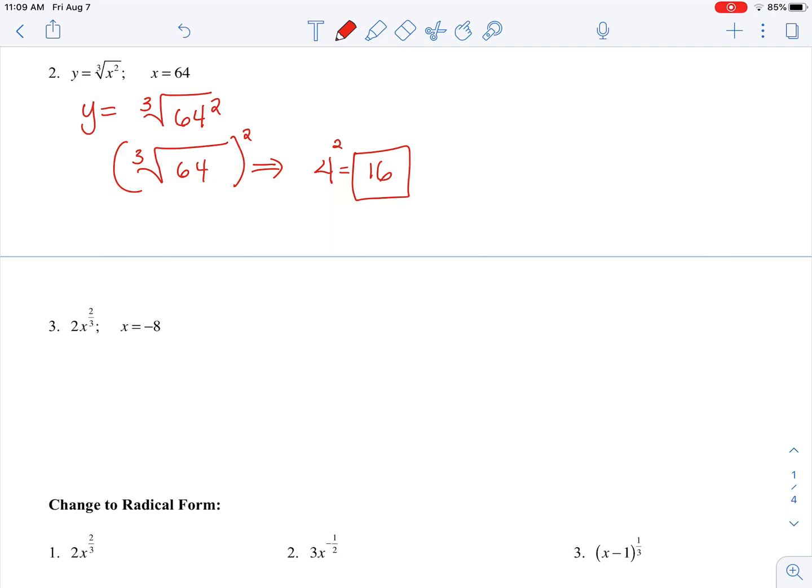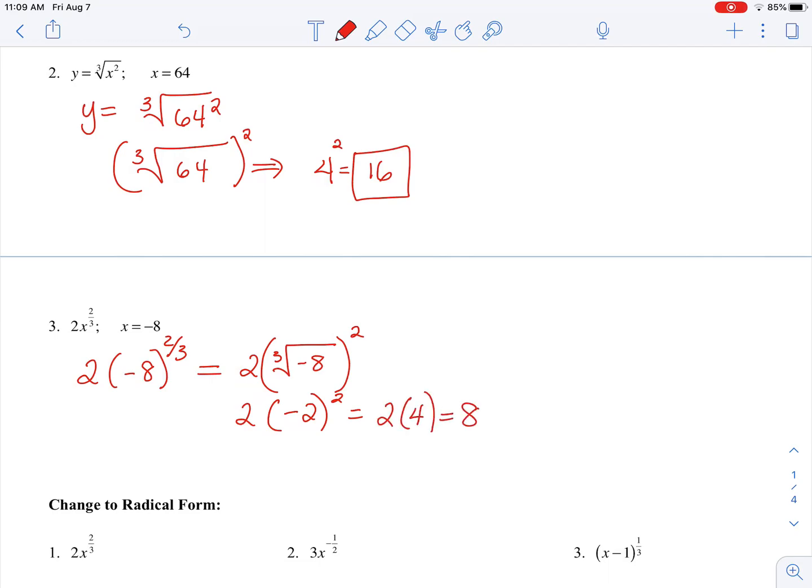2x to the 2/3 power when x is negative 8. So I'm going to replace x with negative 8 and evaluate this. Now remember, this is no calculator, so you can't just use your caret key. We're going to do 2 times the cubed root of negative 8, and I'm going to take that value and square it. The cubed root of negative 8 is negative 2. We're going to square that number, so I have 2 times 4, which is 8.